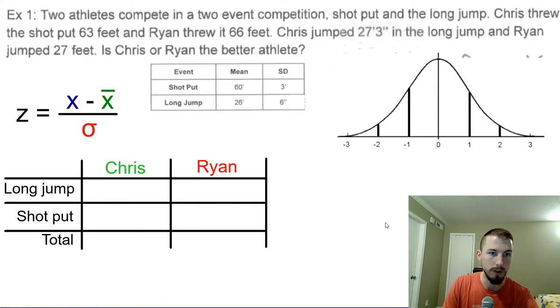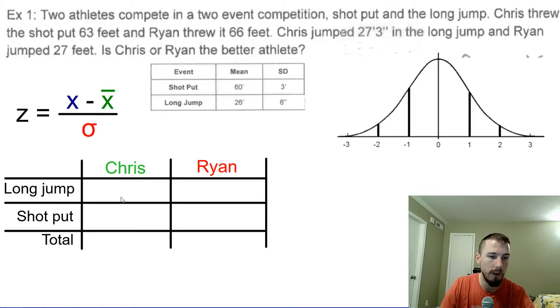Okay, example 1. Two athletes compete in a two-event competition, shot put and long jump. Very similar to what we just did. Chris threw the shot put 63 feet, and Ryan threw it 66 feet. Chris jumped that far, and Ryan jumped that far. Is Chris or Ryan the better athlete? In order to compare apples to oranges with two different events, we have to find z-scores. Just like we did before, take your observation minus your mean and divide it by your standard deviation.